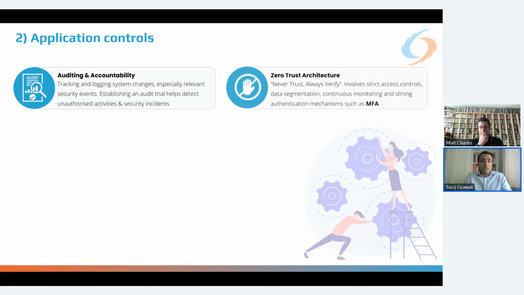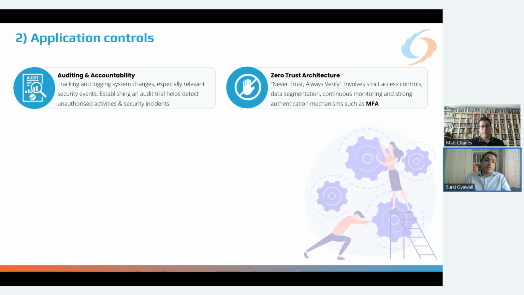Zero Trust architecture, which incorporates access control, least privilege, data segmentation, continuous monitoring, strong authentication. Zero Trust architecture is a security framework that operates on the principle of never trust, always verify. It involves strict access control, ensuring users have the minimum level of access necessary to perform their functions, which is least privilege. The data is segmented to limit the movement of malicious actors, and continuous monitoring ensures real-time detection of suspicious activities. Strong authentication mechanisms, including MFA, are enforced to verify the identity of users and devices all the time.